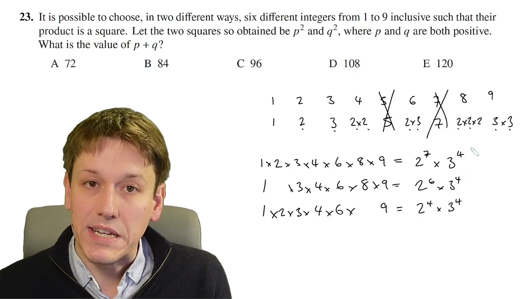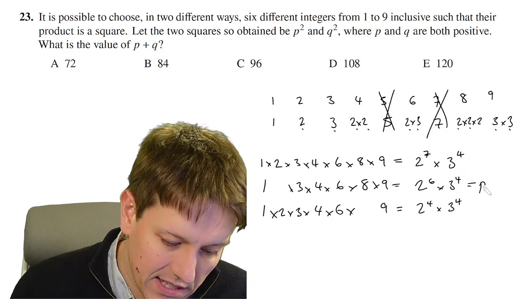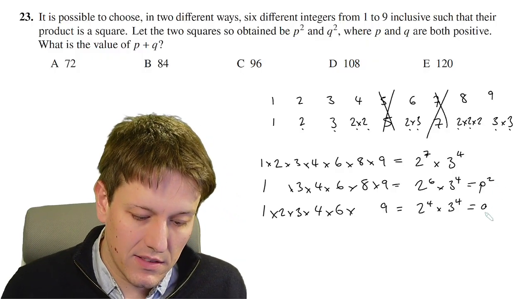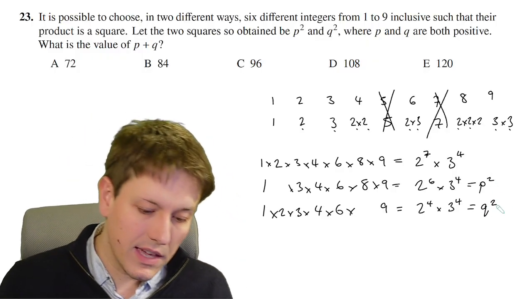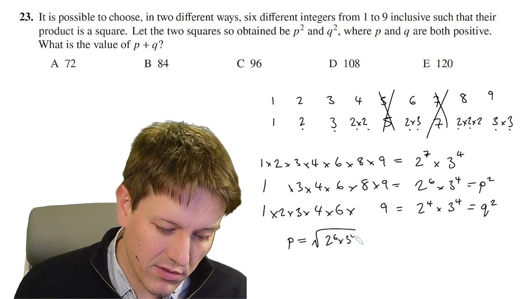Excluding 9 would keep the 3 as an even power, but the 2 would still be an odd power, so it wouldn't work. So let's say that this one is our p squared and this one is our q squared. Then to work out the value of p, I need to do the square root of 2 to the 6 times 3 to the 4.